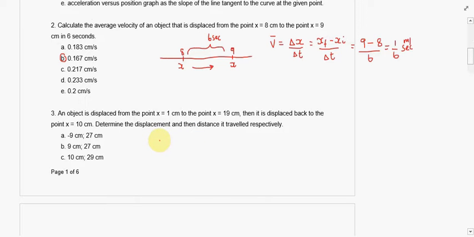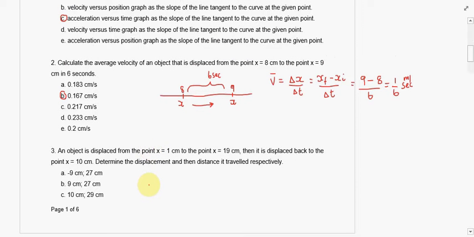In terms of question 3, if an object is displaced from x equals 1 to x equals 19 and then displaced back to x equals 10, determine the displacement and the distance traveled. So again, if I had a number line here, let me try and draw that a little bit straighter. So if I had a number line here, it looks something like that. I started at x equals 1. I traveled some distance to x is 19, so I went all this way, and then from 19 I went back to x is equal to 10, so I went back this way.